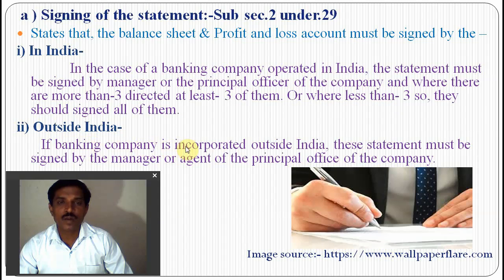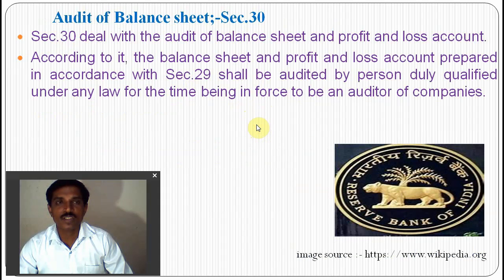Outside India, for a banking company incorporated outside India, the statement must be signed by the manager or agent or principal officer of the banking company. So a bank established outside is also required to prepare its balance sheet and have it signed by the principal officer. And if the bank is established in India, it also needs the 3 directors' signatures, and if there are fewer than 3, all of them sign on the profit and loss sheet and balance sheet.